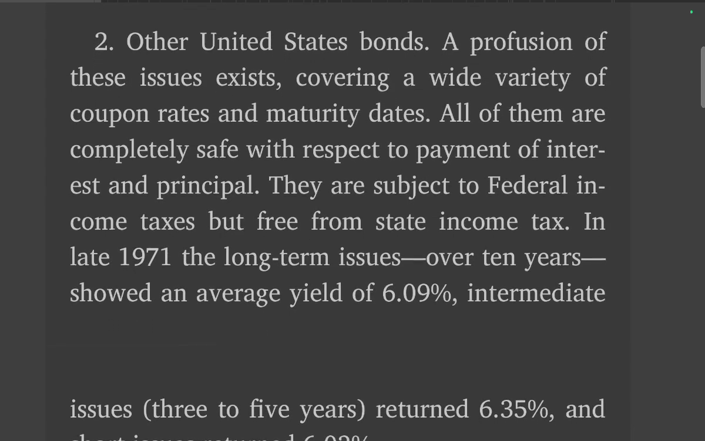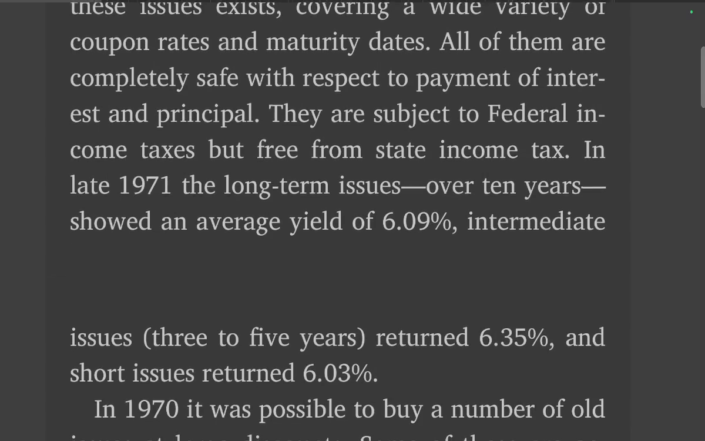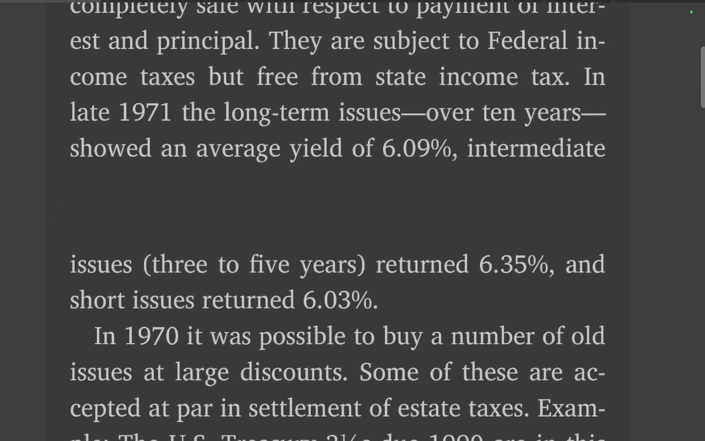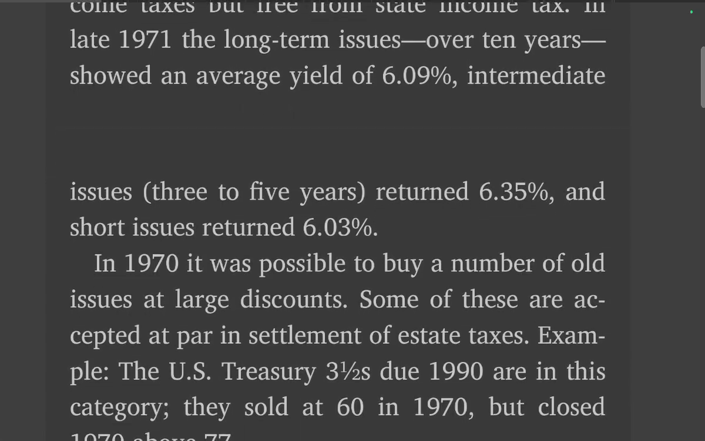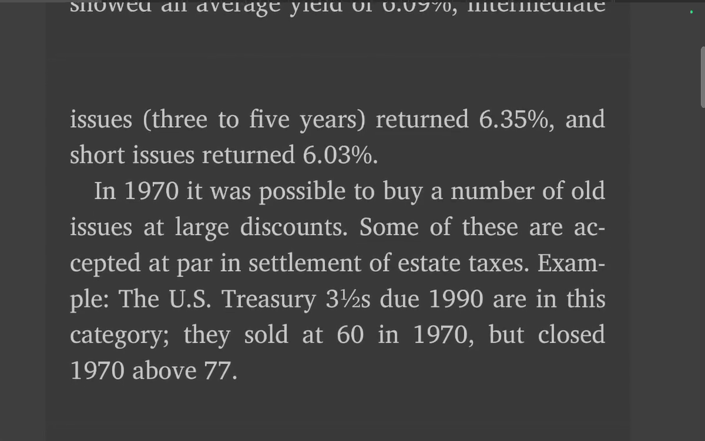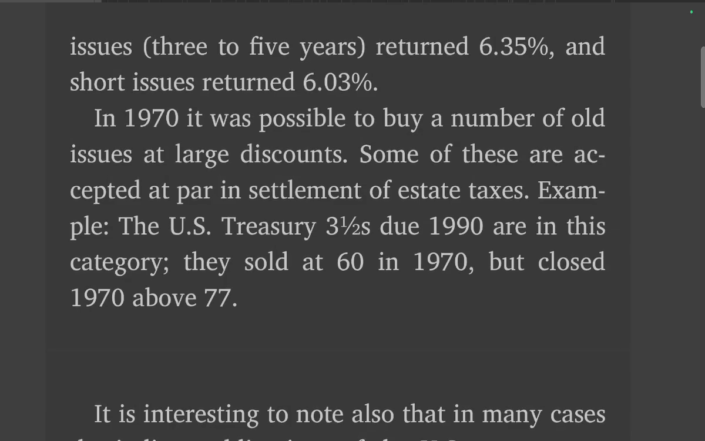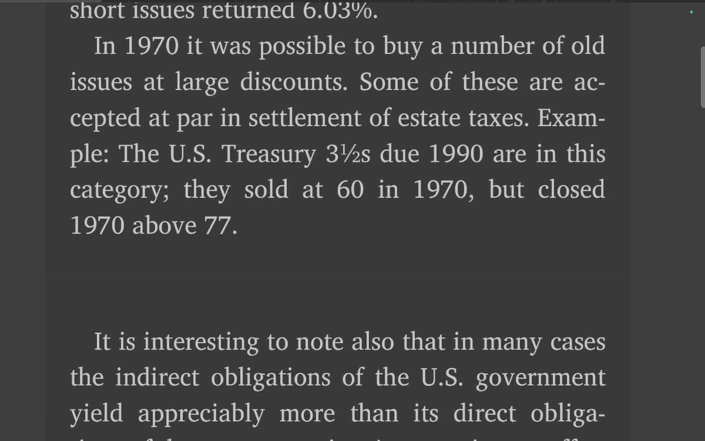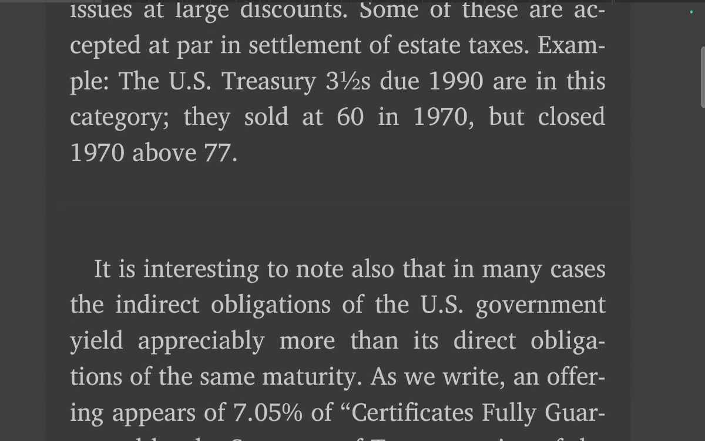In 1971, the long-term issues over 10 years showed an average yield of 6.09%. Intermediate issues, 3 to 5 years, returned 3.35%. And the short issues, 6.03%. In 1970, it was possible to buy a number of old issues at a large discount. Some of them were accepted at par in settlement of estate taxes. For example, the US Treasury 3.5% due in 1990 is in this category. They sold at 60 in 1970 but closed in 1971 above 77.